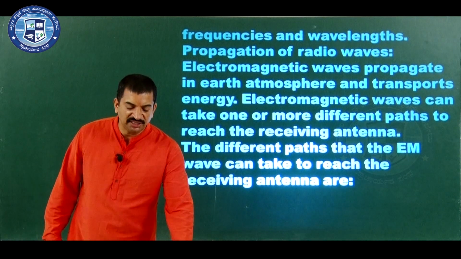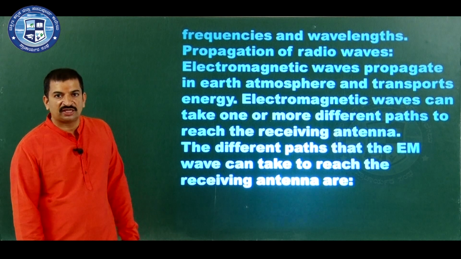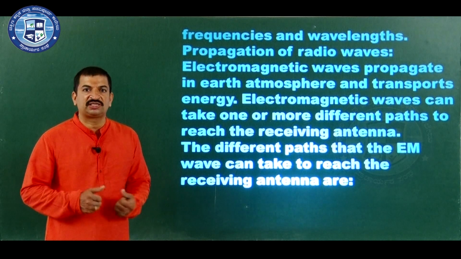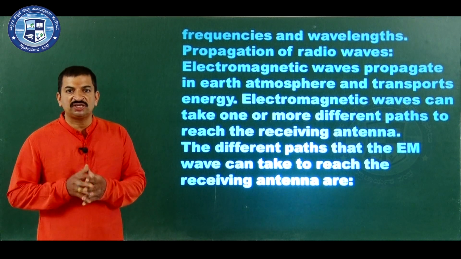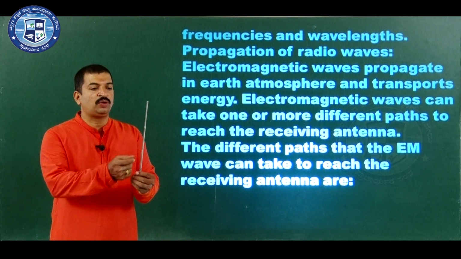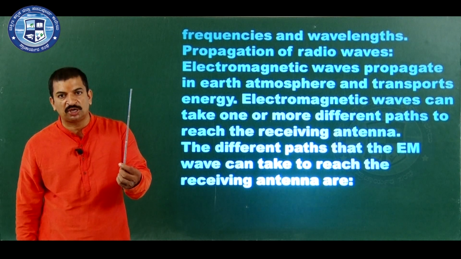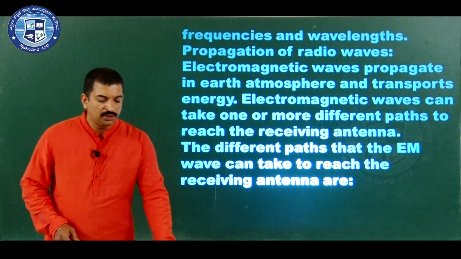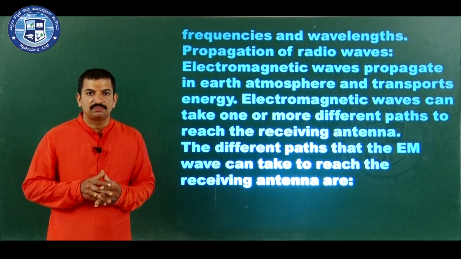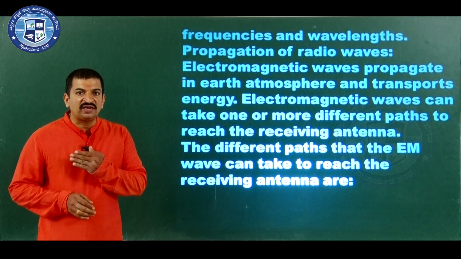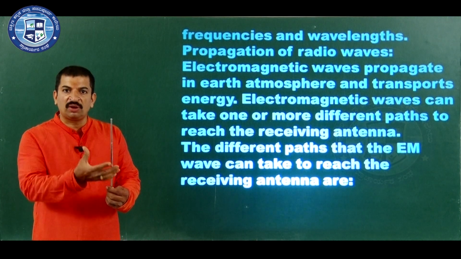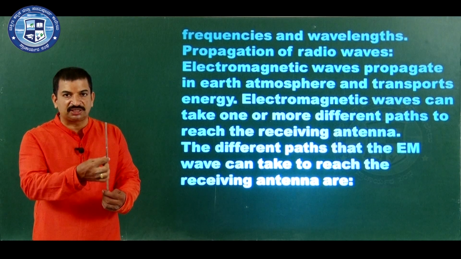Now, as the electromagnetic wave propagates in Earth atmosphere, one of the receiving antennas will receive the signal, right. The main purpose of communication is to transfer the information. After modulation, the signal is fed to the transmitting antenna. Now, the transmitting antenna radiates electromagnetic waves in all directions. The electromagnetic wave consists of electric field and magnetic field components. As the electromagnetic wave propagates in Earth atmosphere, there may be a number of receiving antennas, and these receiving antennas will receive the signal, right.